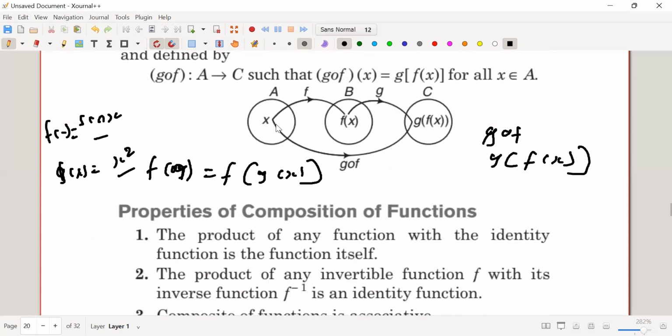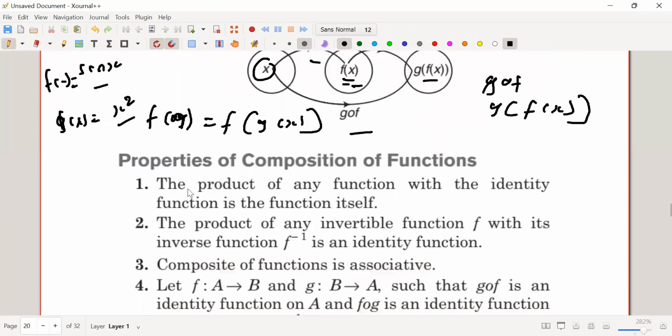இப்போ இதுல a, b, c. All right. A is related to b by f of x. F of x is related by g with c. B is related to c by g. So a to b, if a is x, the function is f, then this is f of x. All right. If f of x is related to g, then it is g of f of x. That is known as g of f.